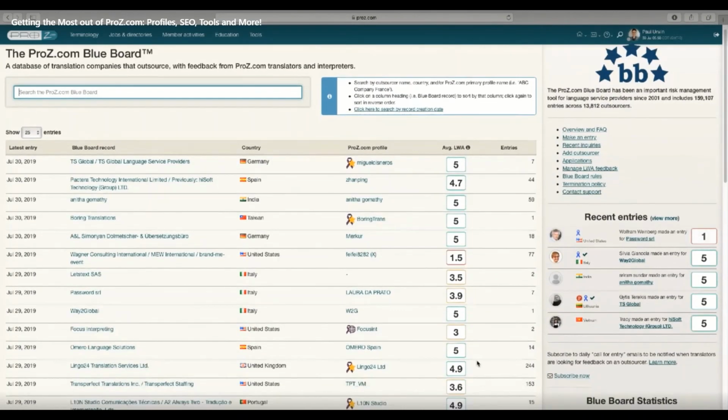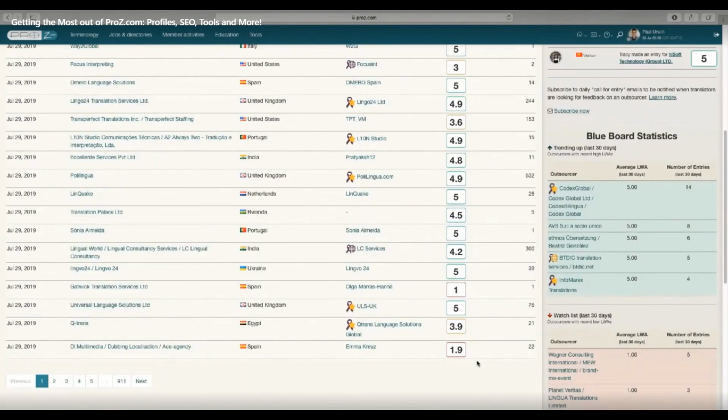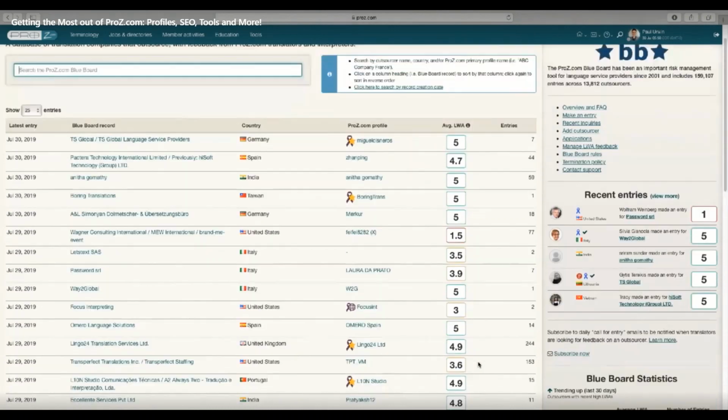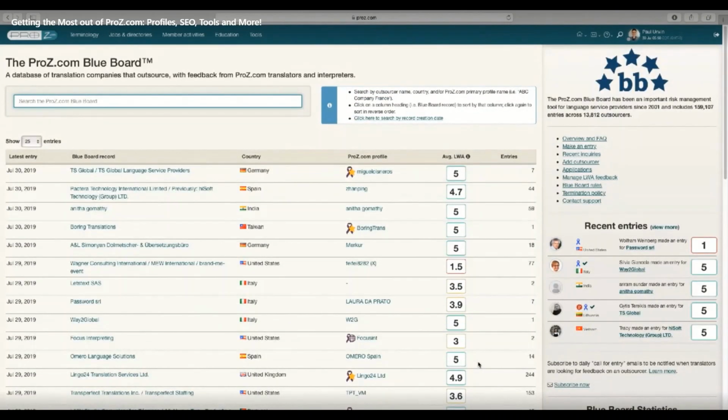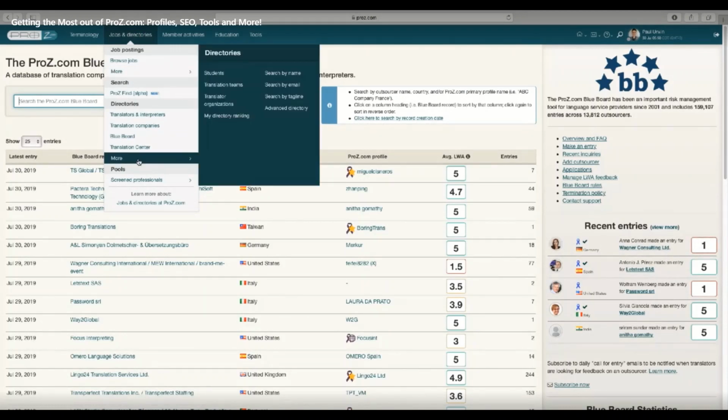If a particular company has a very low rating, then you should be really wary about going ahead and working with that company. It's your decision, of course, but it's better to have more information. The more information you have, the easier it is going to be for you to make an informed decision and decide whether you want to work with that company or not. So the Blue Board is really, really important, and there is a huge amount of information there that's been provided by fellow translators.